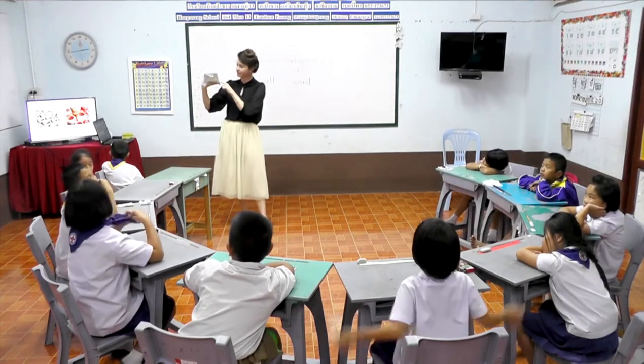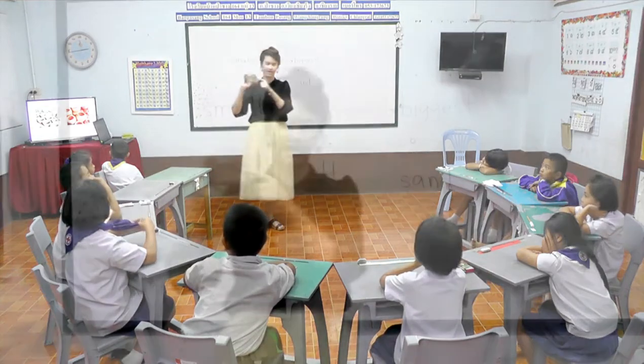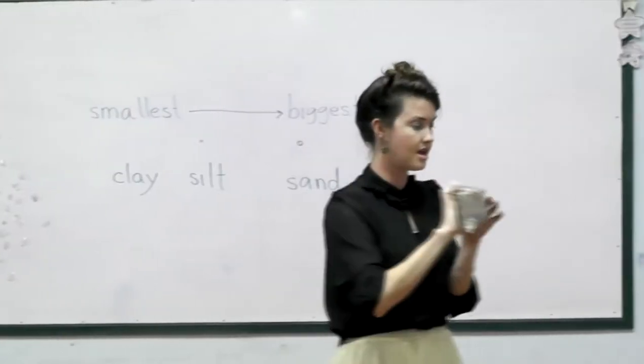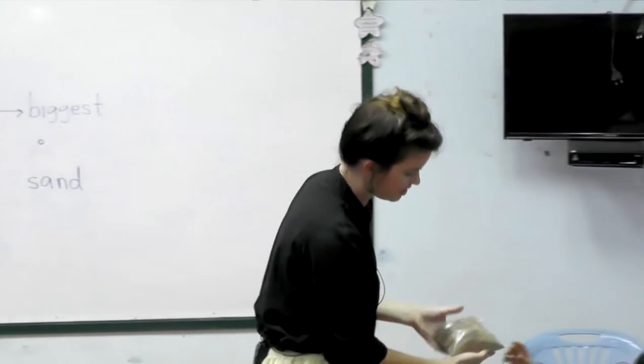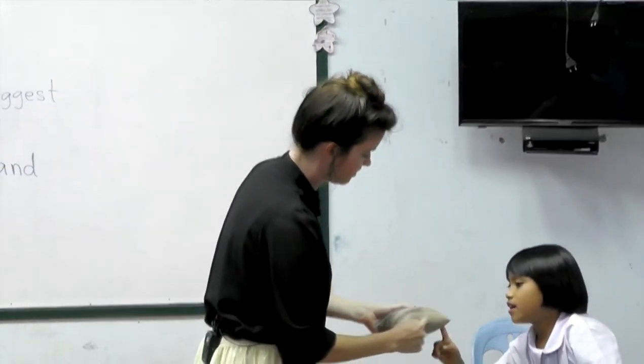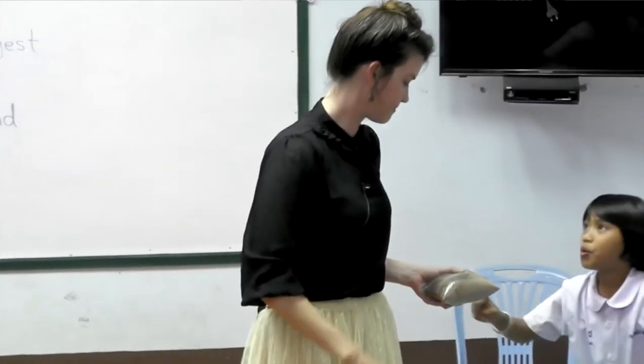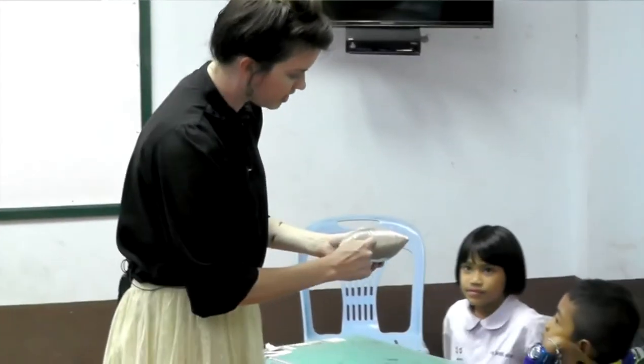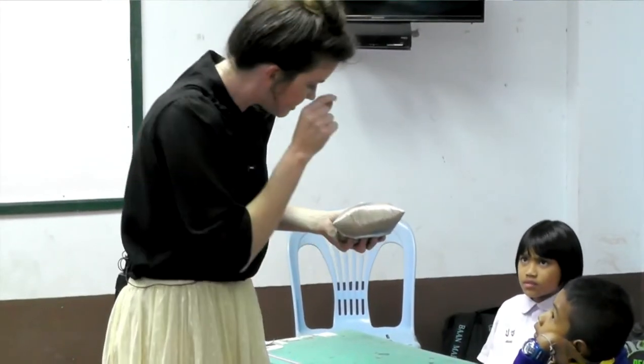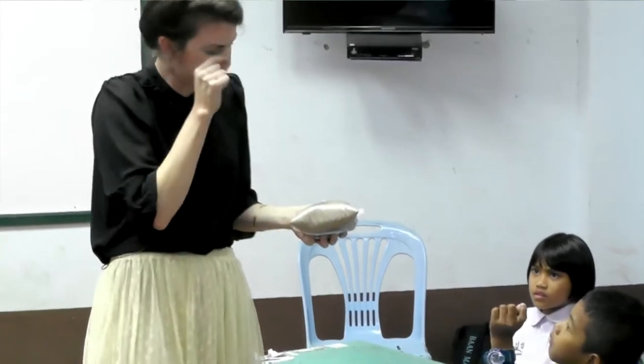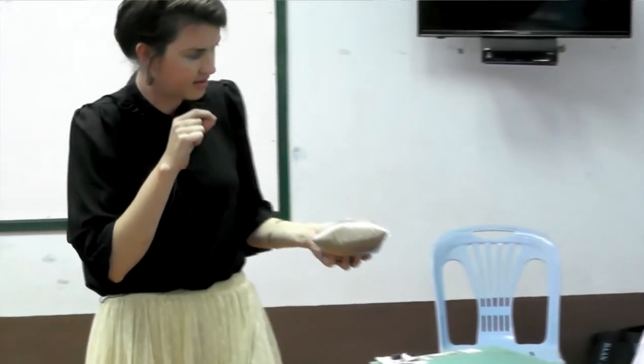Do you see different colors? Yeah, I see different colors. I see different size rocks. White, black, and brown. Over here, I can't see the tiny pieces.